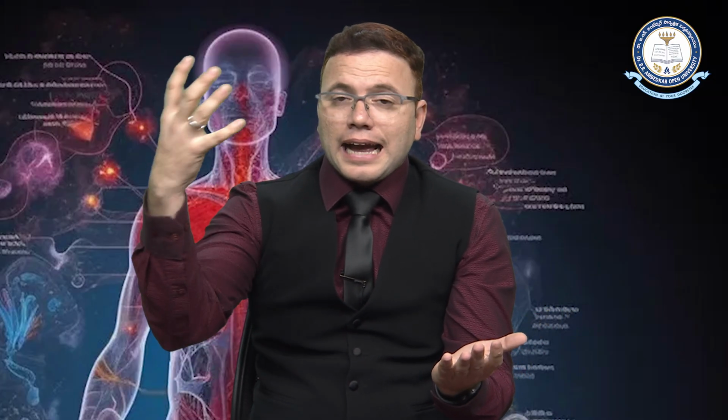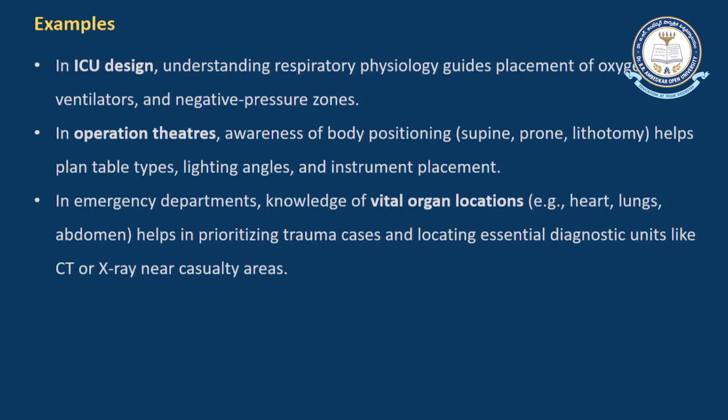Next example is in operation theatres, and awareness of body positioning such as supine, prone, lithotomy. This helps in planning the table types, the lighting angles, and the instrument placements. In emergency departments, the knowledge of vital organ location, such as the heart is on the left side, lungs are bilateral in the thorax, not in the abdomen, right? And the abdomen helps in prioritizing the trauma cases and locating essential diagnostic units like CT and X-ray near the casualty area, not far, right? You want them to be near the casualty area.